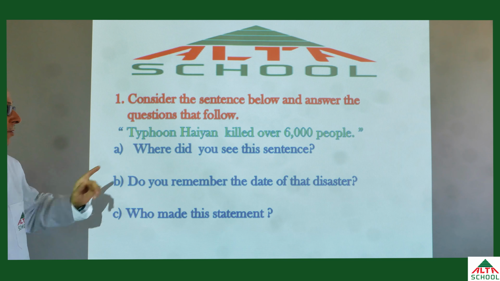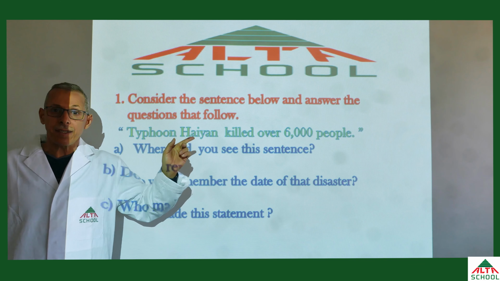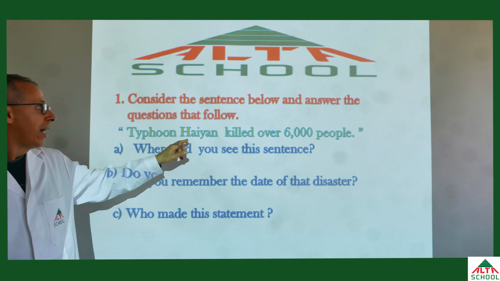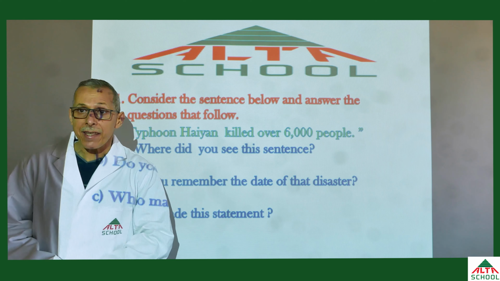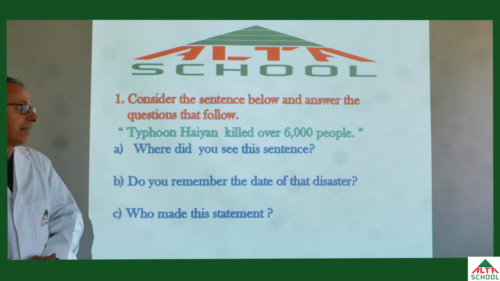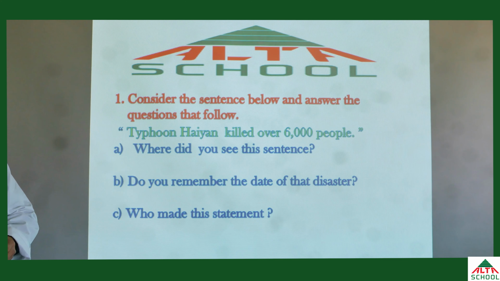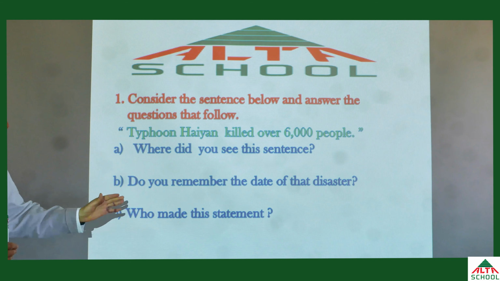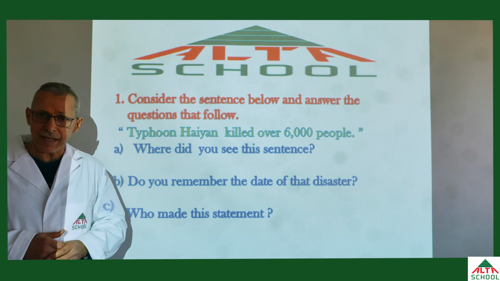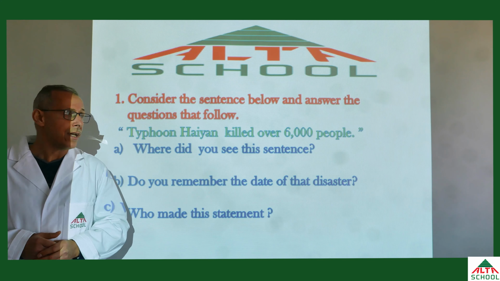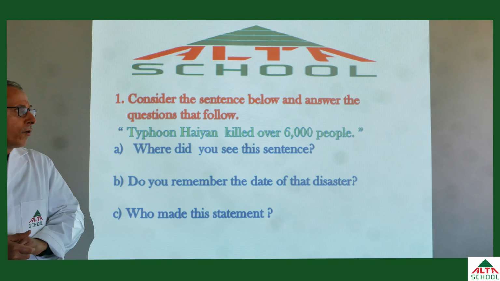So, if you do remember, we saw this sentence in the previous lesson. Typhoon Haiyan killed over 6,000 people. Alright? So, let's study this sentence through these questions. Question A. When did you say this sentence? Do you remember the date of that disaster? Who made this statement? Okay?